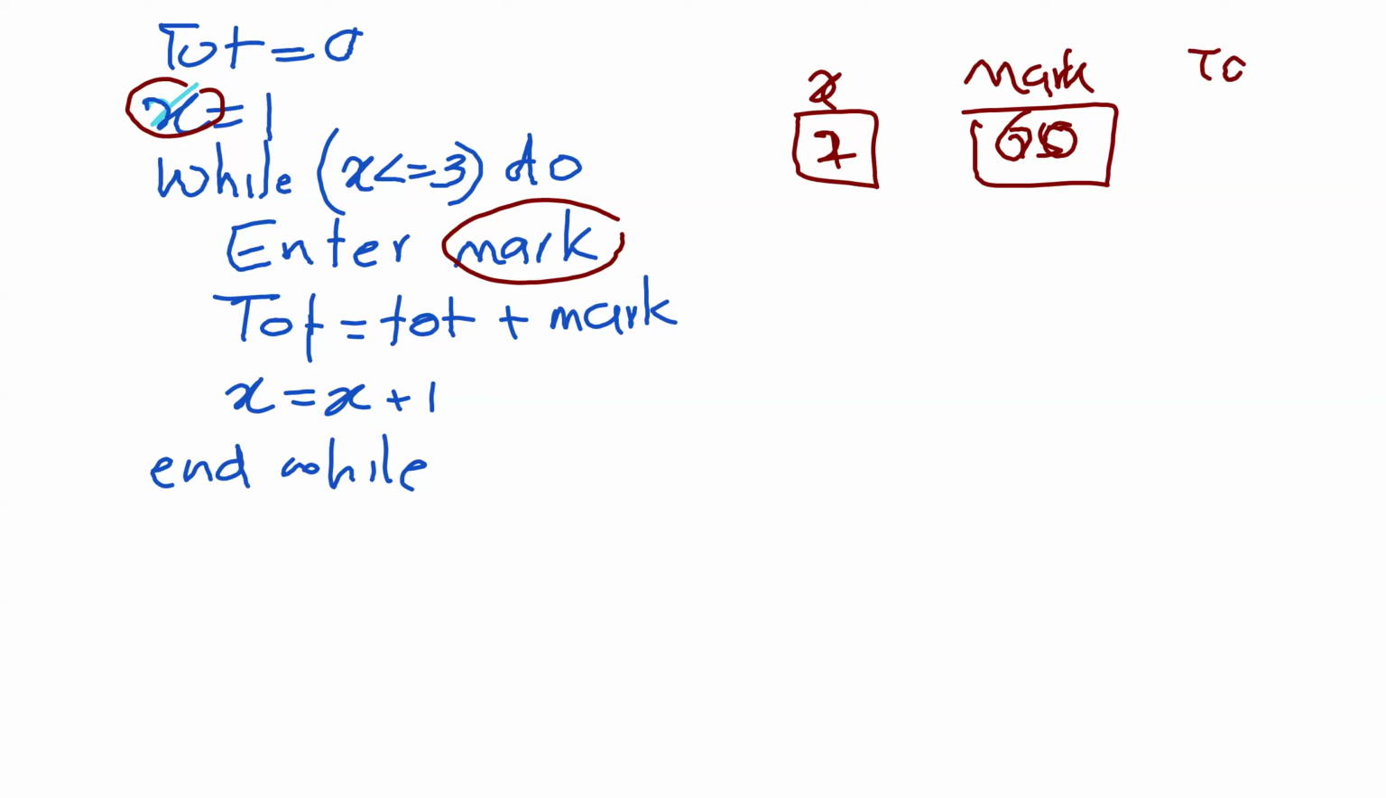So each time we ask the computer to add mark to total. Next round it's 60, so 130. Next, when x is 3, the user will enter 40. Now this becomes 170. Next round, x is 4. Now stop it. You have your total. All of you clear?